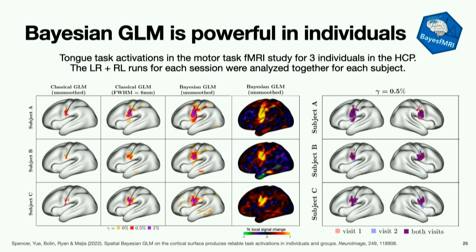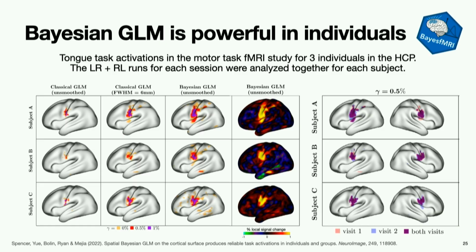Okay. All right, so just a snapshot of some results from a paper that we published in 2022 validating this approach. This is 3 different individuals in the HCP, and this is from the motor task, which is actually a pretty highly overlapping task. But what we see is clear differences in the form of activations across these 3 individuals. This is the tongue task. You can see this kind of unique spatial topography of these 3 individuals.